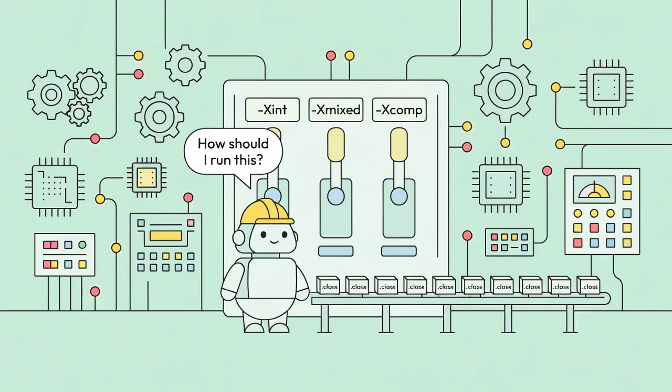The JVM doesn't run your Java code directly. It runs bytecode, the portable instruction set produced by javac, and it has to decide how to turn that bytecode into real machine code for your CPU. Think of the JVM as a cartoon robot standing at a conveyor belt, staring at a switchboard with 3 levers and asking, "How should I run this?"